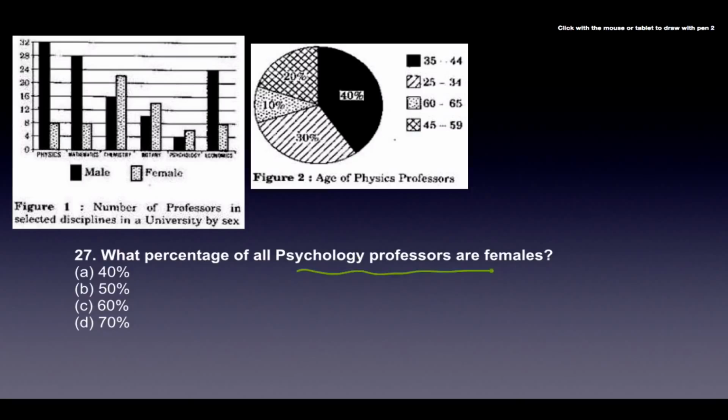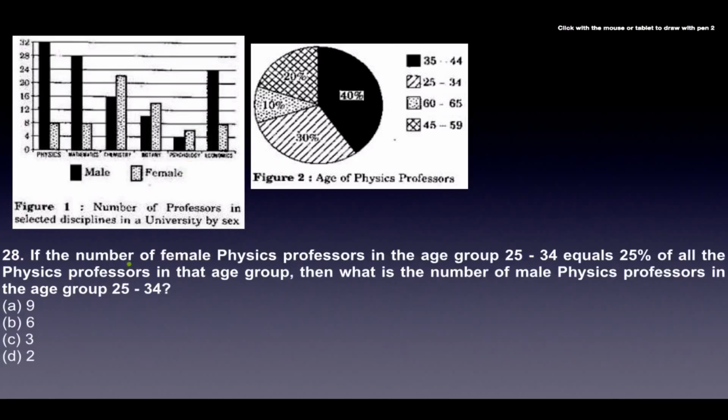What percentage of all psychology professors are females? See, in this case there are 4 and 6, so a total of 10, out of which 6 are females, because the dotted line shows female. So the answer is 60%. Very easy question.